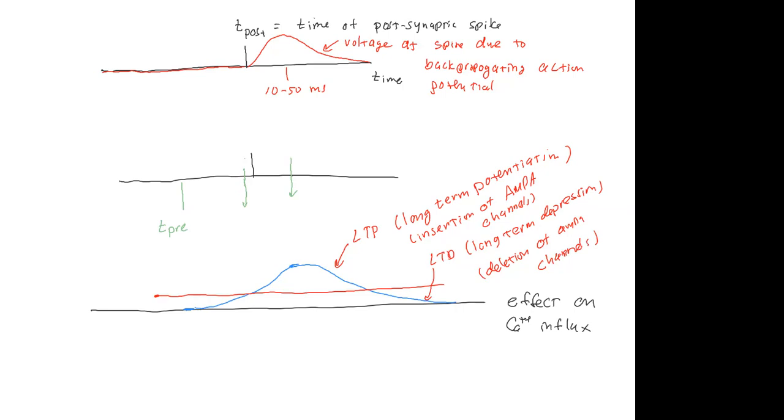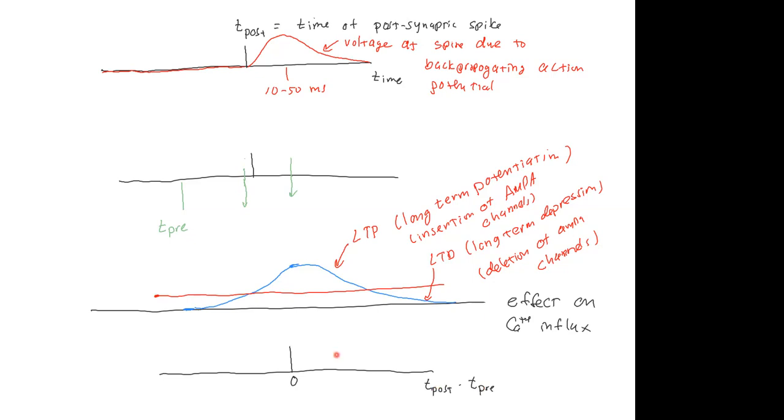Okay, so this gives us a spike timing dependent plasticity picture. For that, typically people plot on this axis the time of the postsynaptic spike minus the time of the presynaptic spike. So this is zero. If the presynaptic spike comes before the postsynaptic spike, this is positive. So this is zero, this is 10 milliseconds, this is positive, and we sit out here.